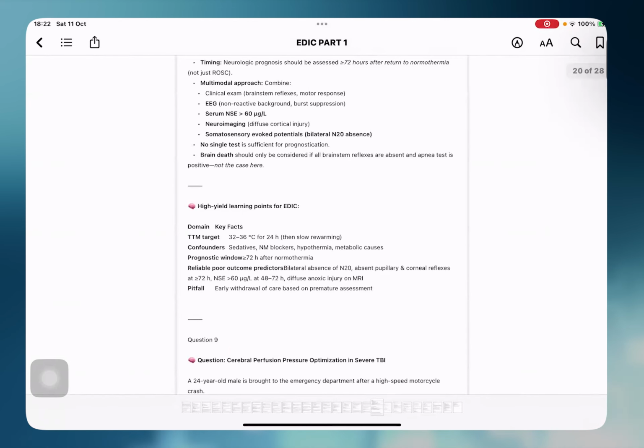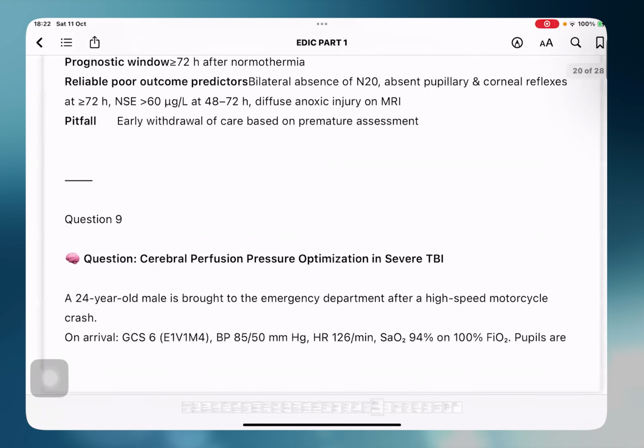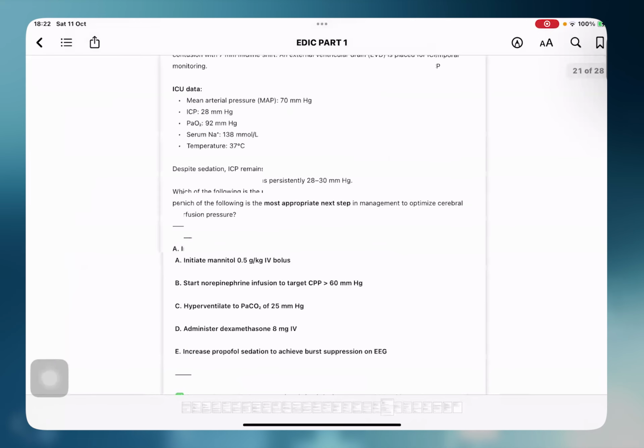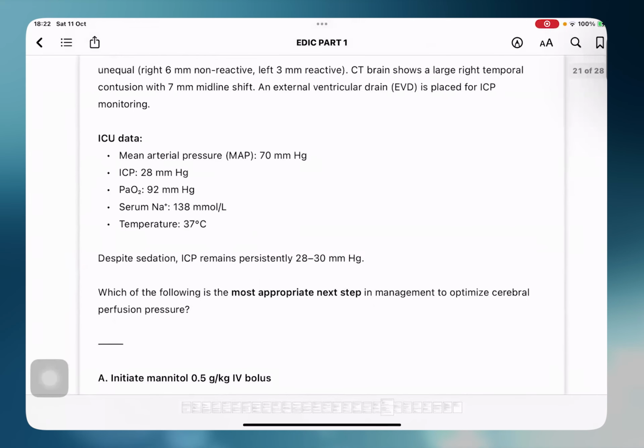Yeah. So next question is about cerebral perfusion pressure. We know that it has to be more than 60 to 75. A 24-year-old male is brought to the emergency after a high-speed motorcycle accident. GCS is 6, BP is low, 85/40, heart rate is 126, saturation 94 on 100% oxygen. Pupils are unequal. Right side 6 mm. CT shows a large right temporal contusion with 7 mm midline shift.